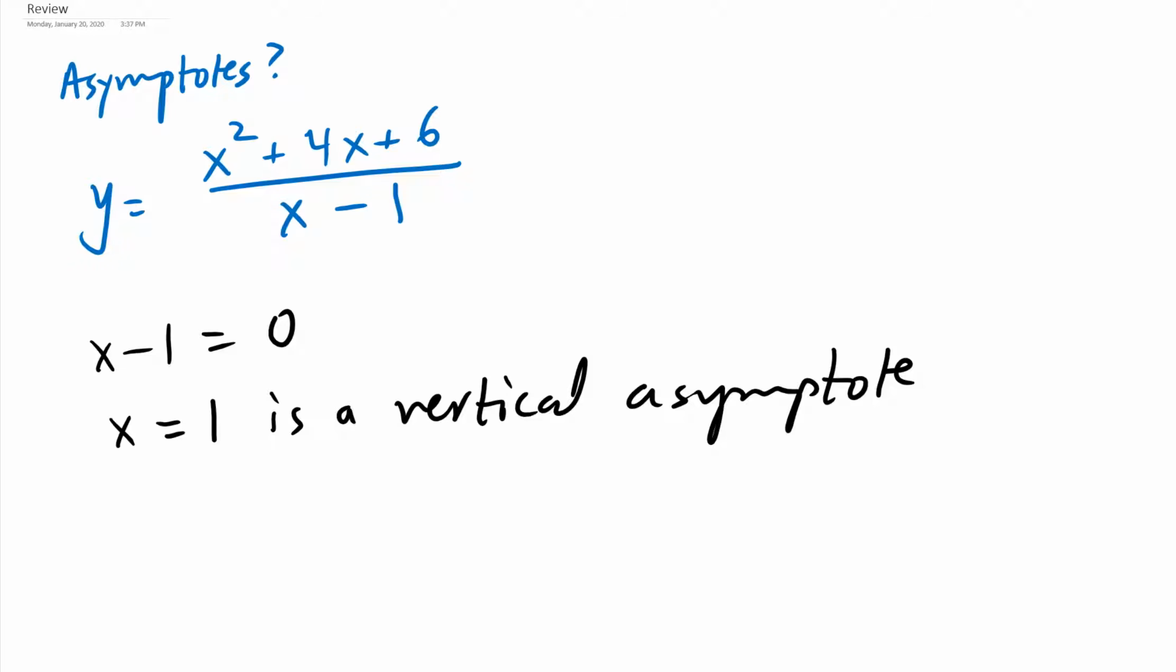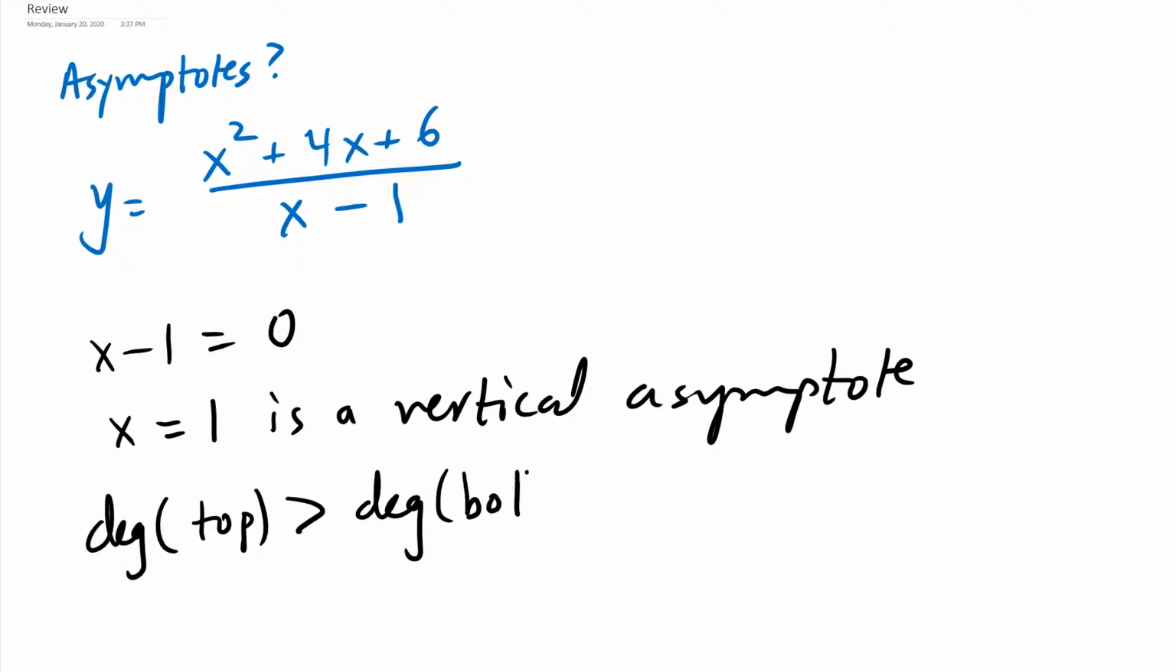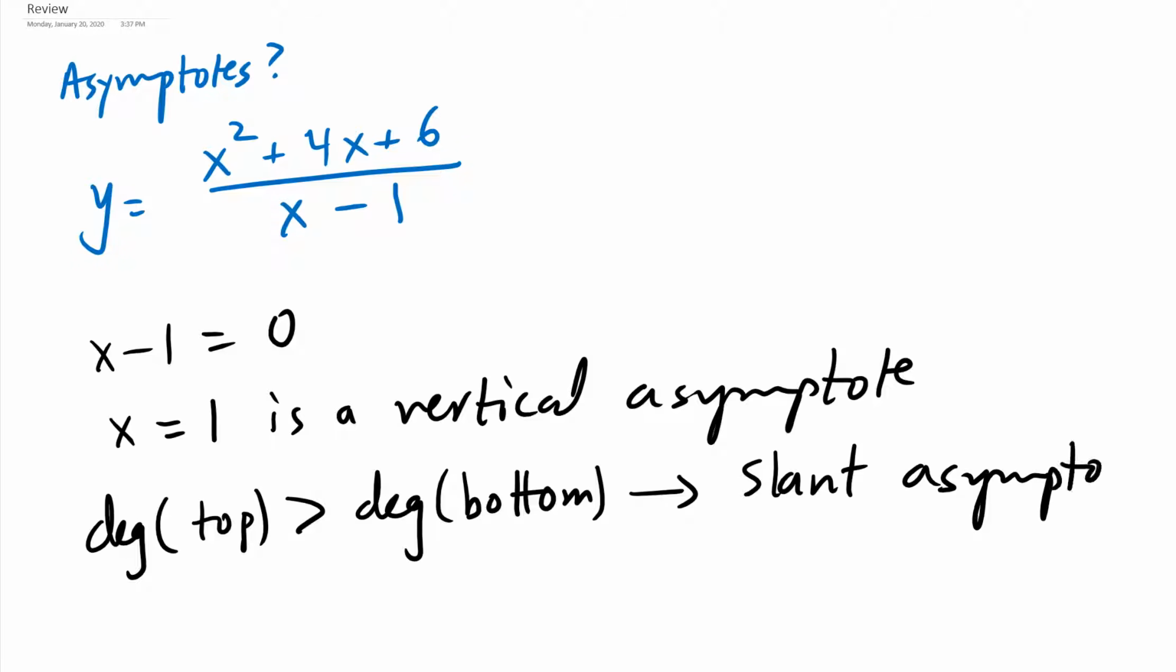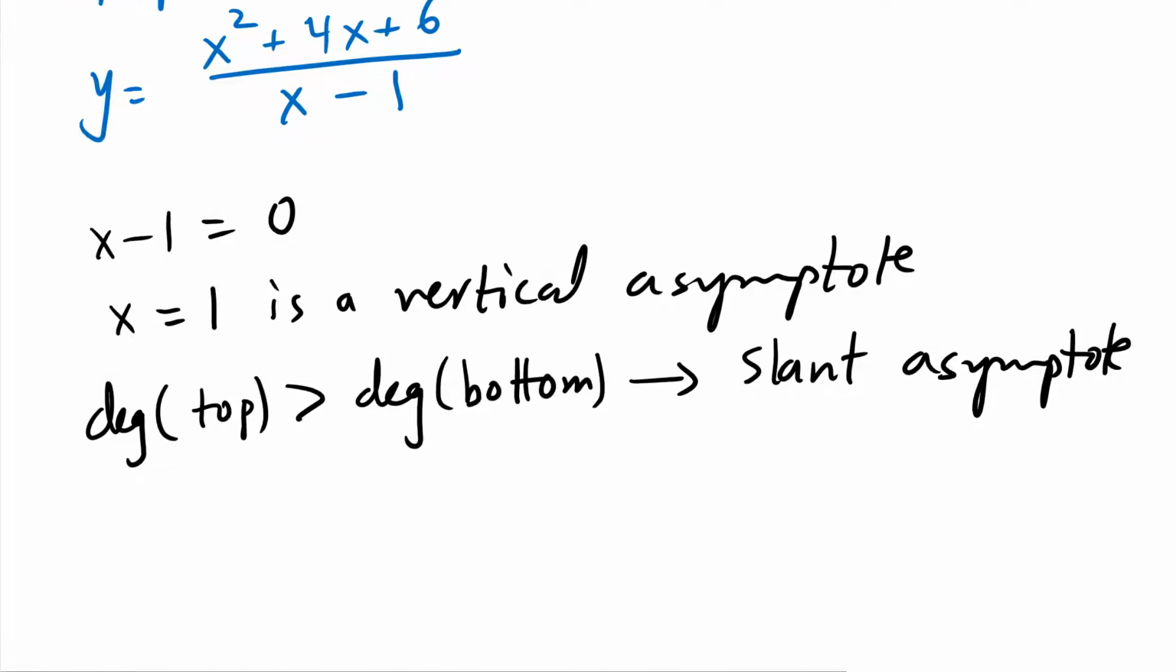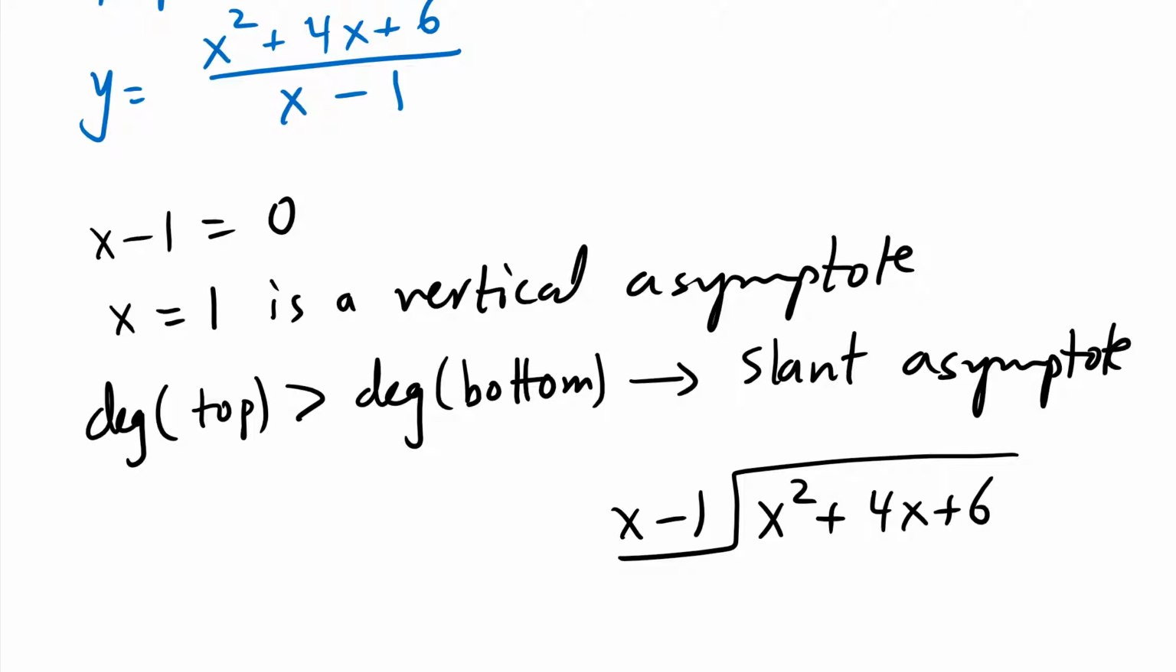Now for the slant or horizontal, it depends on the degree of the top and the bottom. Notice how the degree of the top is bigger than the degree of the denominator. So this means there's a slant asymptote. How do you find the slant asymptote? To do so, we do long division. We divide the top one by the denominator.